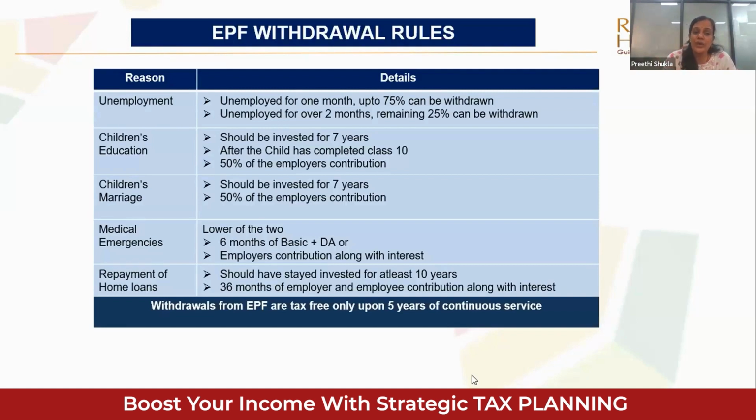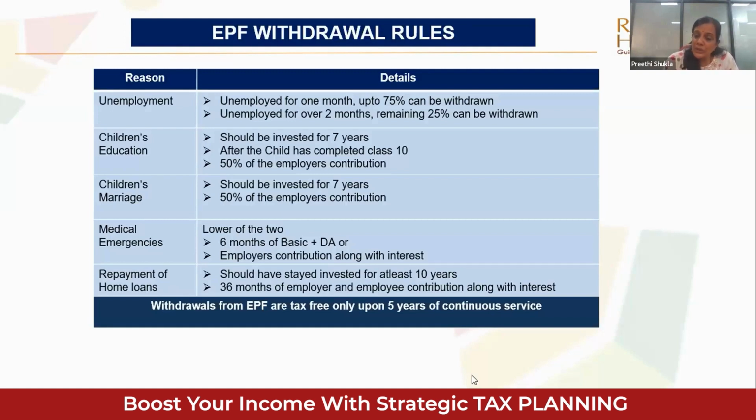You can use it for your children's education, provided you've completed 7 years and the child has completed class 10. So 50% of the employee's contribution, please note, it is only the employee's and not the employer's. So you can take up to 50% of the employee's contribution. For medical emergencies, typically they don't ask, but as per the rules, it's 6 months of basic plus DA or employer contribution along with the interest, lower of the two.